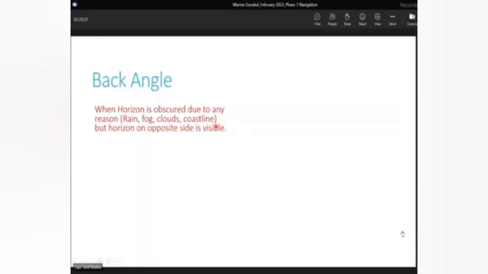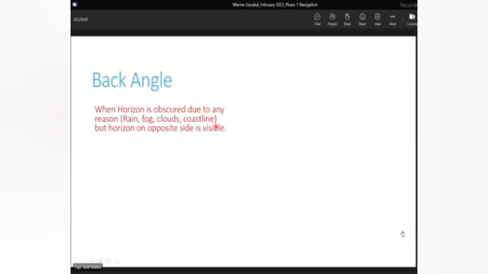Now in these scenarios also, it seems we will not be able to take the sight, but there is one possibility which is available. And that possibility is if the horizon on the opposite side is visible to us. Let me give you a practical example. Let us say you are coasting on, let us say, Indian West Coast. You are passing Mumbai and moving in the northwest direction. Now you have the coastline on your starboard side.